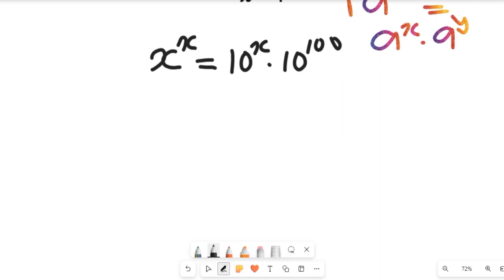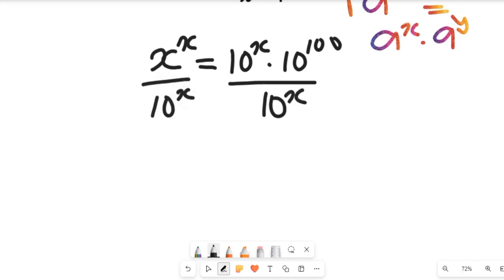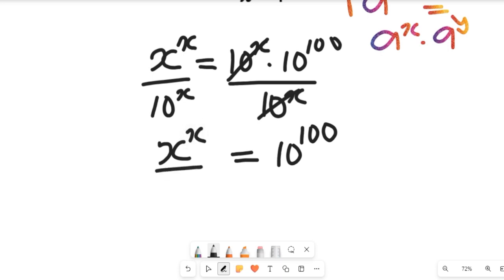What do we do next? Now, to simplify this further, I think it's necessary we clear 10 to the power of x from the right hand side. So if we clear 10 to the power of x from the right hand side, we definitely divide both sides by 10 to the power of x. And if we do that, 10 to the power of x will clear 10 to the power of x. Then on the right hand side, we'll be left with 10 to the power of 100. And then we'll have x to the power of x divided by 10 to the power of x.